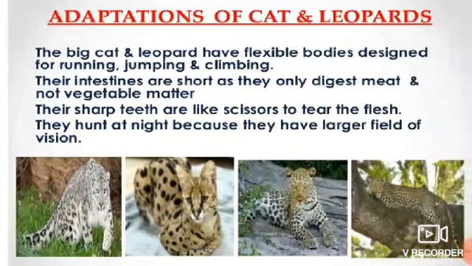Adaptations of big cats and leopards. The big cat and leopard have flexible bodies designed for running, jumping, and climbing. Their intestines are short as they only digest meat and non-vegetable matter. Their sharp teeth are like scissors to tear the flesh. They hunt at night because they have a larger field of vision.